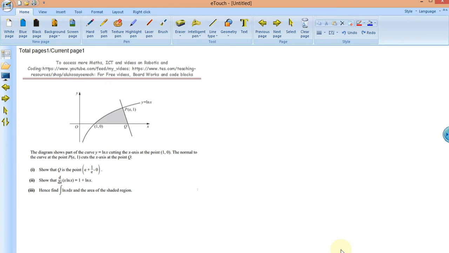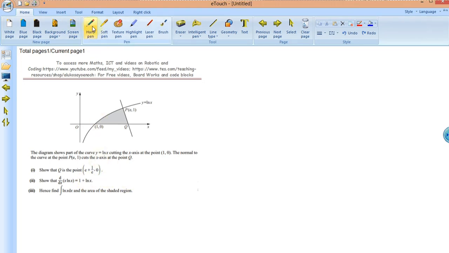This is question 2. The diagram shows part of the curve y equals ln x cutting the x-axis at the point (1, 0). The normal to the curve at the point P (e, 1) cuts the x-axis at the point Q. We have to show that the coordinate for Q is (e plus 1 over e, 0). So guys, let's take it step by step.